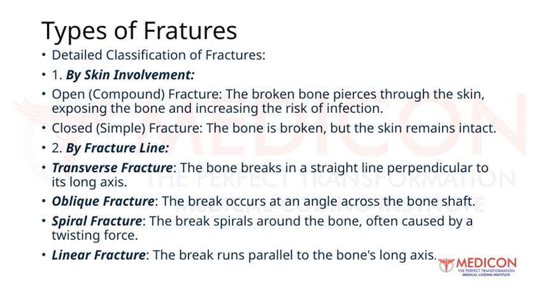Then we have spiral fractures, which twist around the bone, often caused by a twisting or rotational force. Imagine twisting a stick until it cracks. Finally, linear fractures run parallel to the long axis of the bone, forming a straight line along its length. Understanding these types helps us better assess the injury and determine the most appropriate treatment plan.